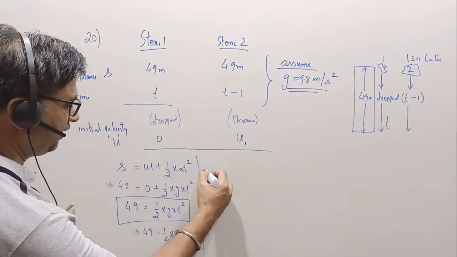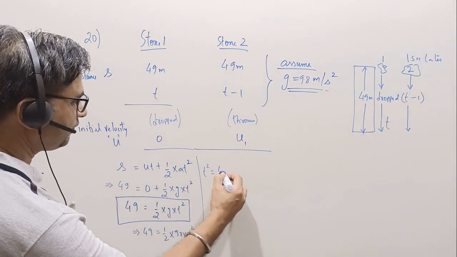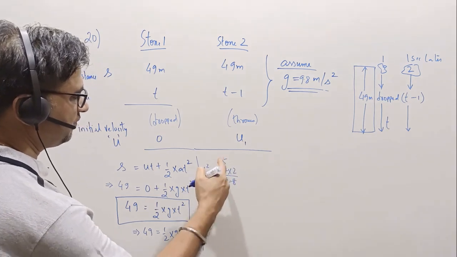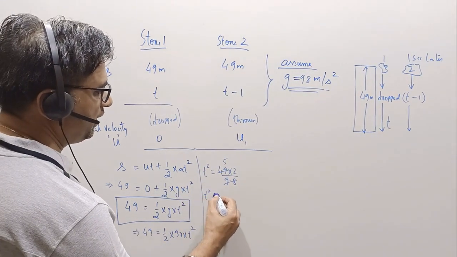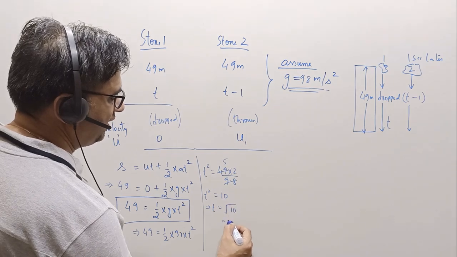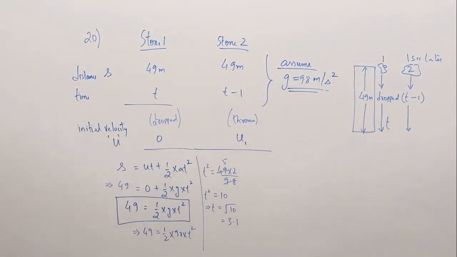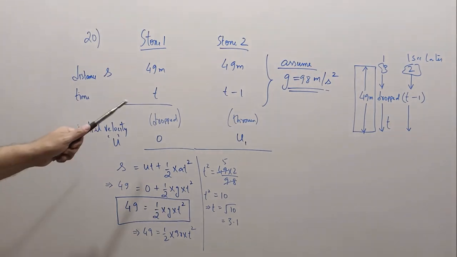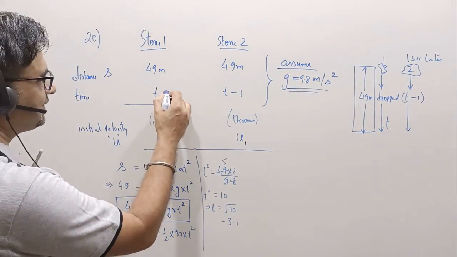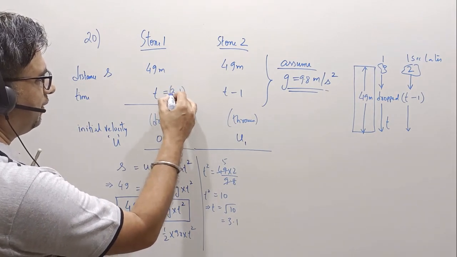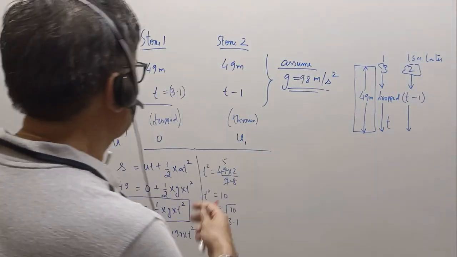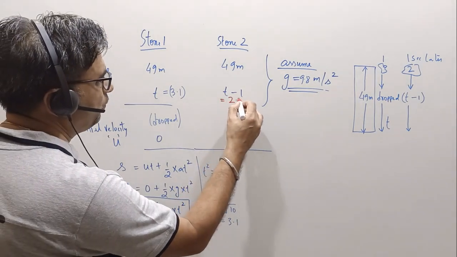So over here, I get the value of t square is equal to 49 into 2 by 9.8. This is 10, and that's the reason why I said it helps to take 9.8. So t square is 10, and t is square root of 10, which is around 3.1. Now 3.1 is the time that stone 1 took to reach the bottom. So t minus 1 would be equal to 2.1 seconds.